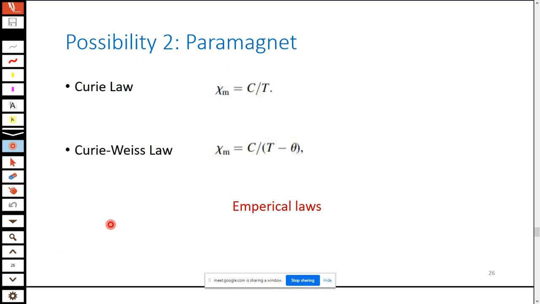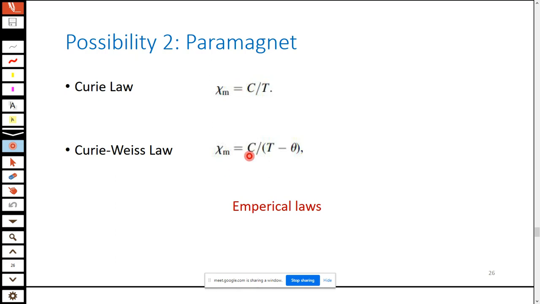The second possibility is when the cancellation of the atomic moments, or the electron's magnetic moment, does not happen. So there is a partial magnetic moment, and these are called paramagnets. They typically follow the Curie law. But if they are actually a ferromagnet, they will follow the Curie-Weiss law.